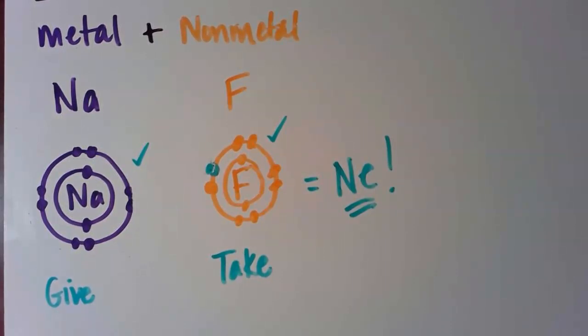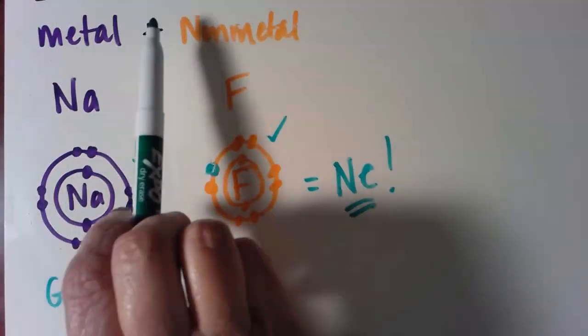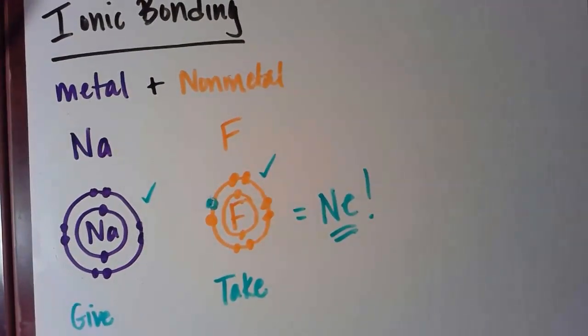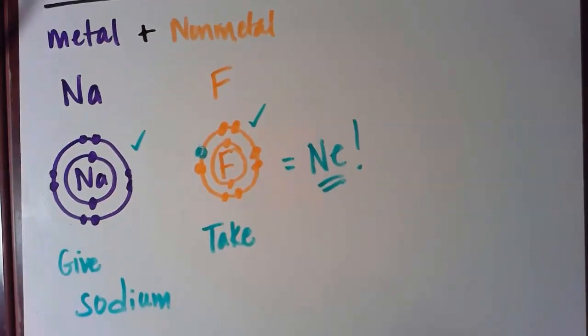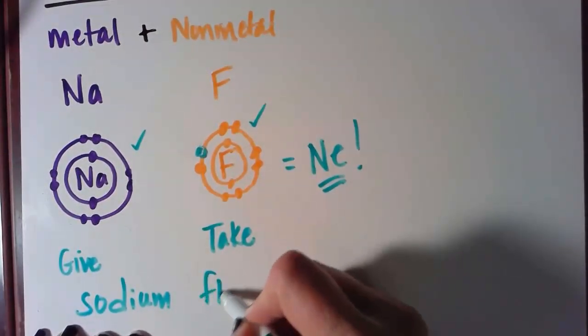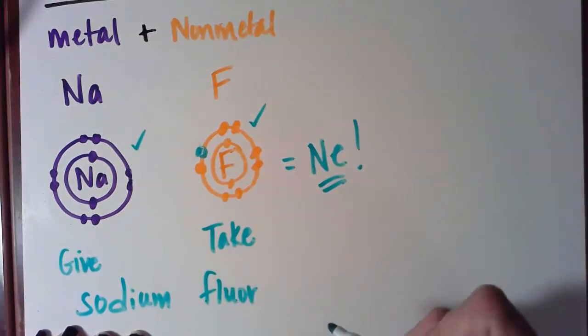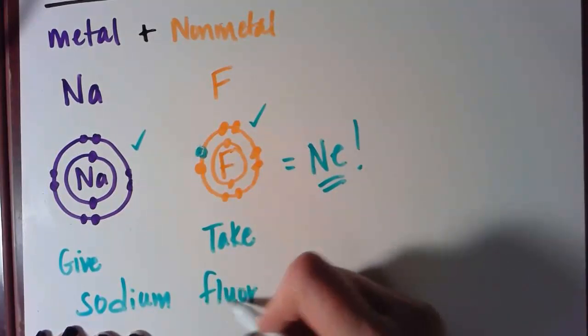So I could do this with another set of elements, and I'm going to do that right now really quickly. But before I move on, I want to show you one more thing. If I were to name this, you all can do this. The first element in an ionic bond is always named with just saying the element. So Na is sodium. The second element is fluorine. So you would write fluorine. I'm just going to write fluorine for right now. And yes, believe it or not, the U comes before the O. It's not flour, it's fluorine.